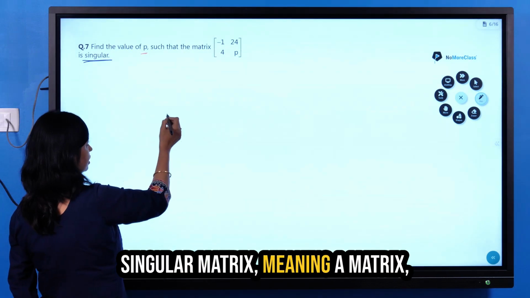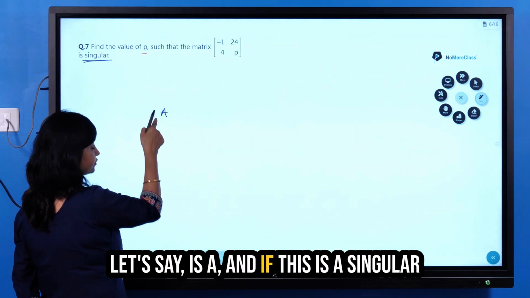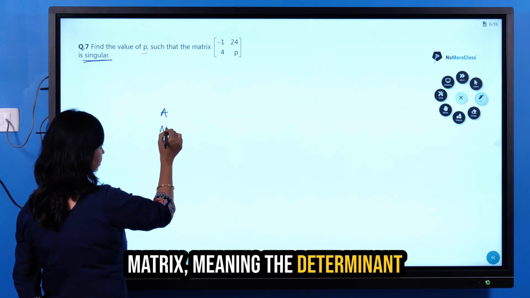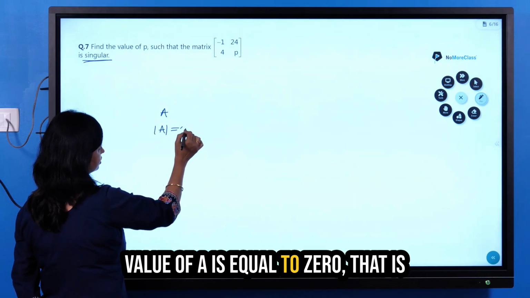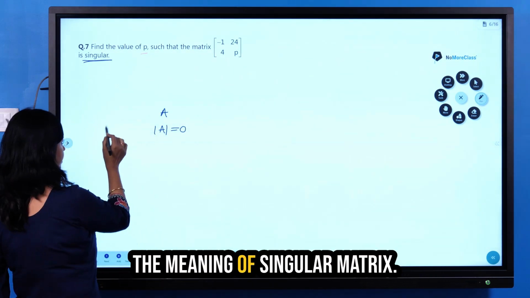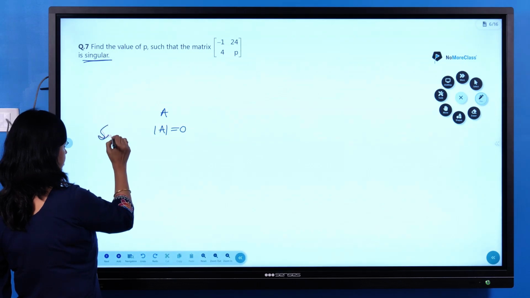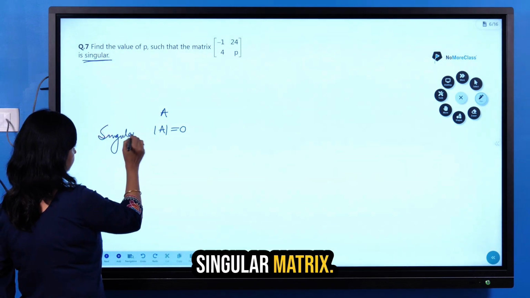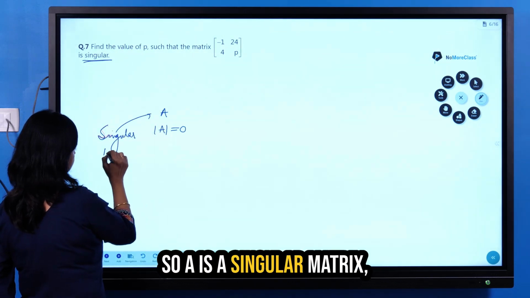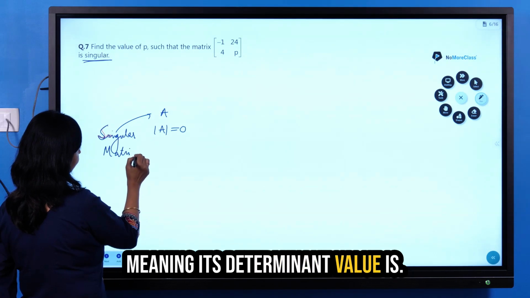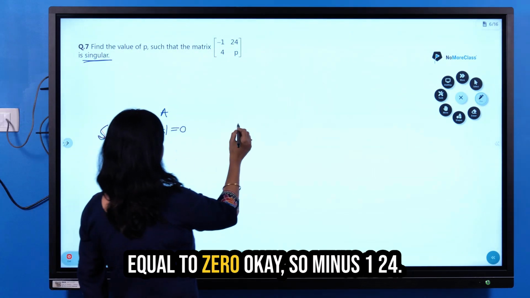Singular matrix meaning a matrix, let's say, is A. And if this is a singular matrix, meaning the determinant value of A is equal to 0. That is the meaning of singular matrix. So A is a singular matrix, meaning its determinant value is equal to 0.